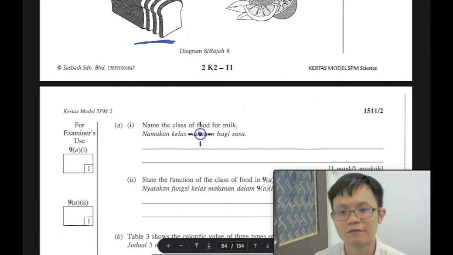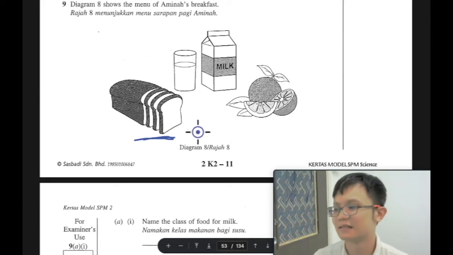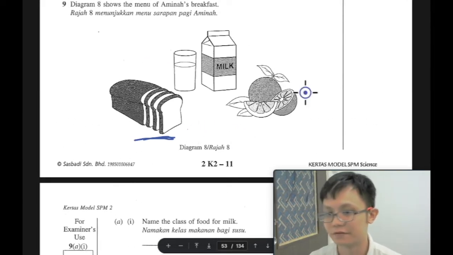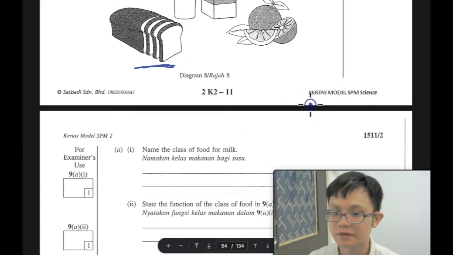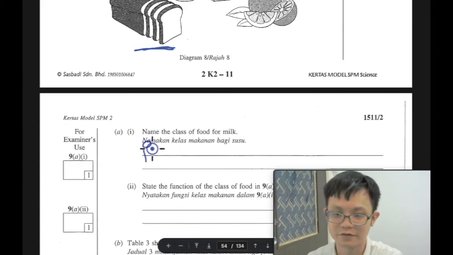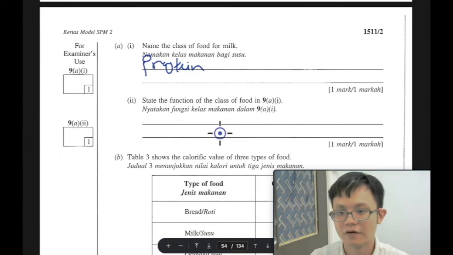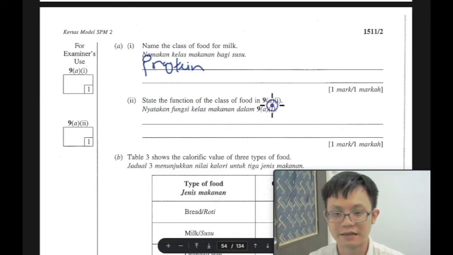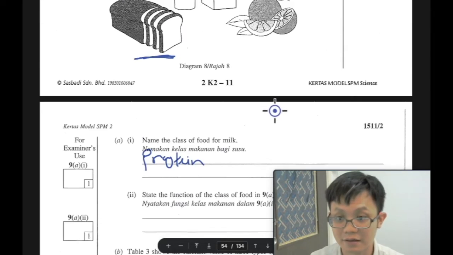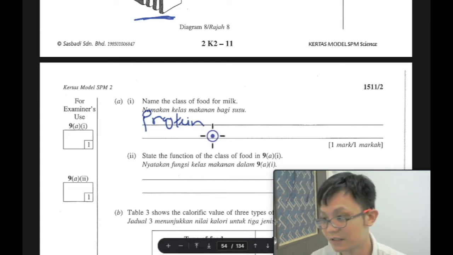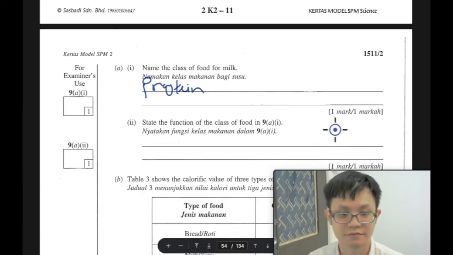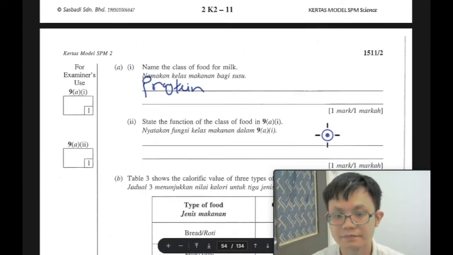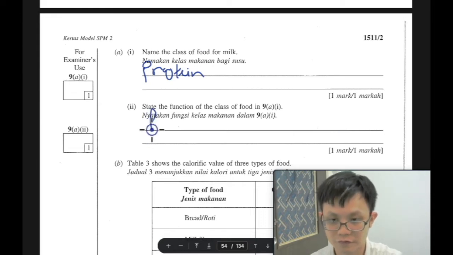Name the class of food for milk. So milk, what is the class of food for milk? Protein. Very good. It's protein for growth, muscle growth, bone growth. State the function of the class of food. So what is the function of protein? Helps muscle growth, for growth.